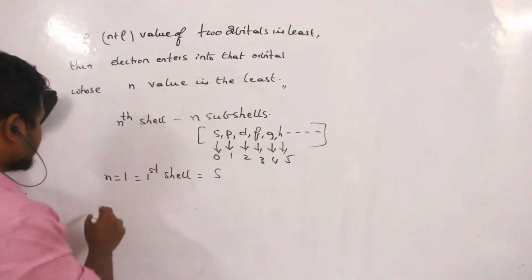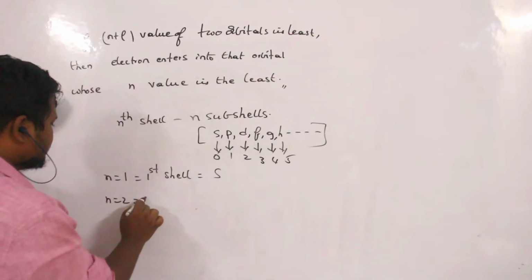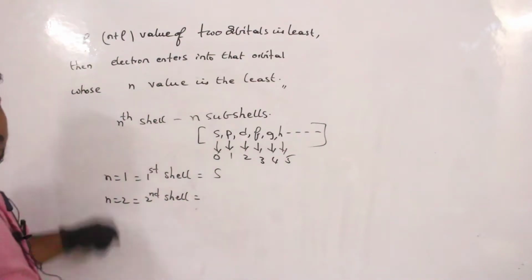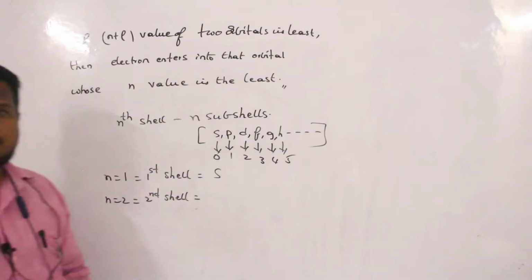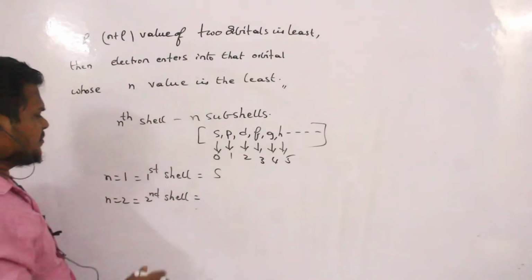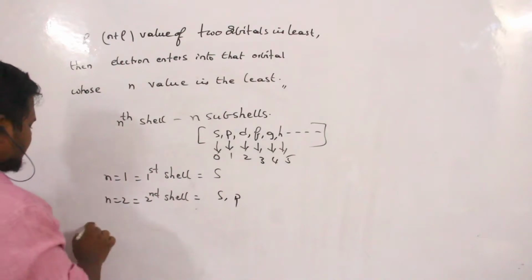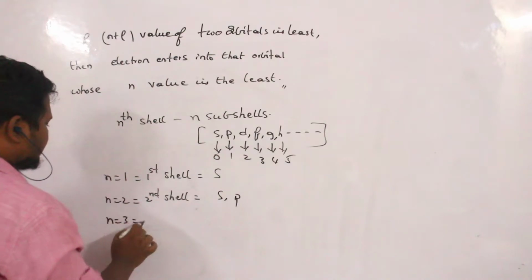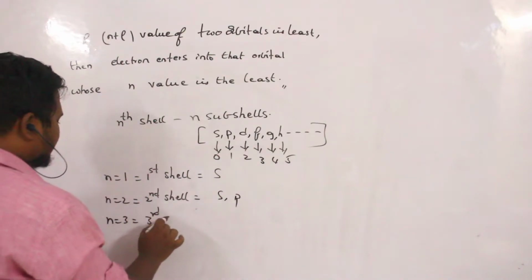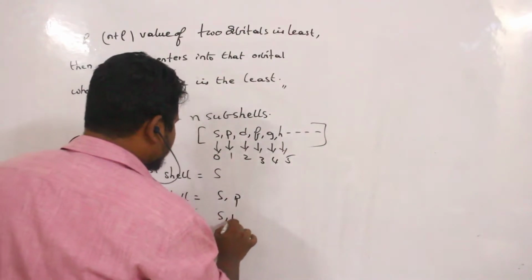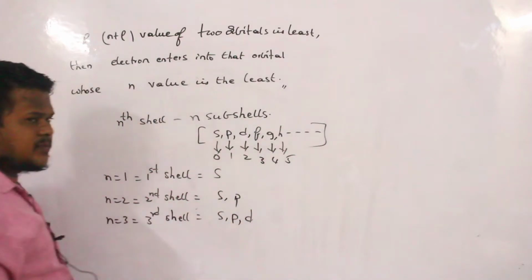Similarly, if you take n value 2, it is called the second shell. For the second shell, how many subshells are possible? 2 subshells. What are those subshells? S and P. Similarly, if I take n value equal to 3, which is called the third shell, 3 subshells are possible: S, P, D.